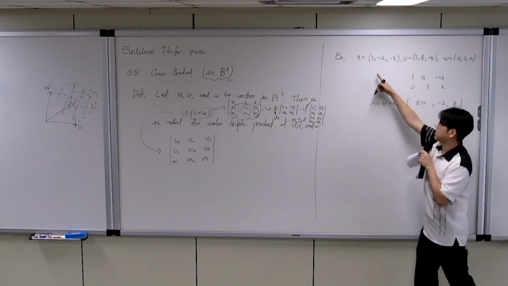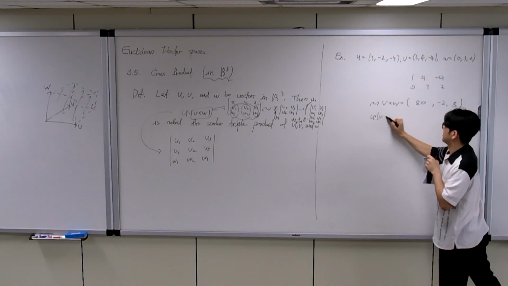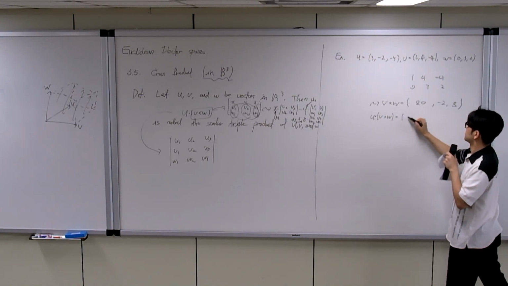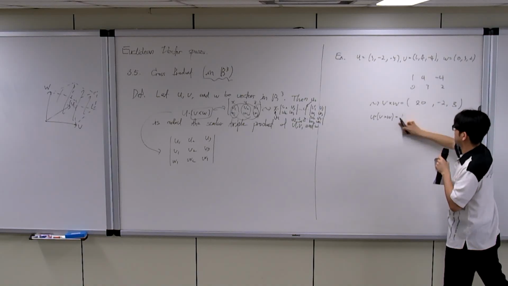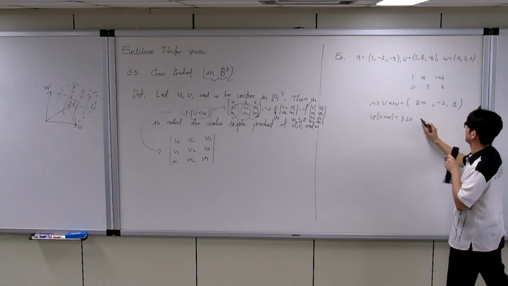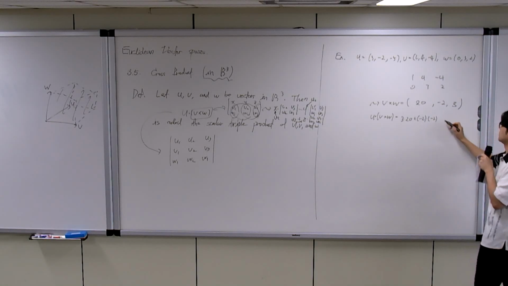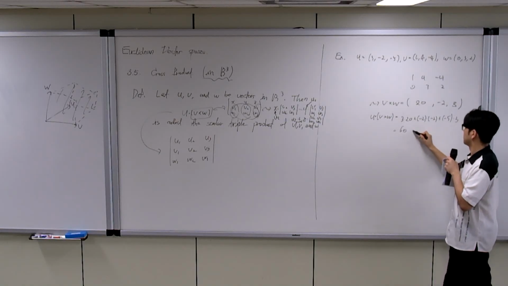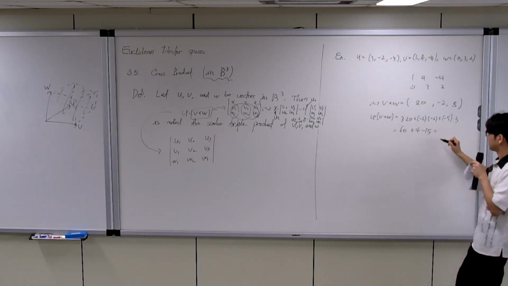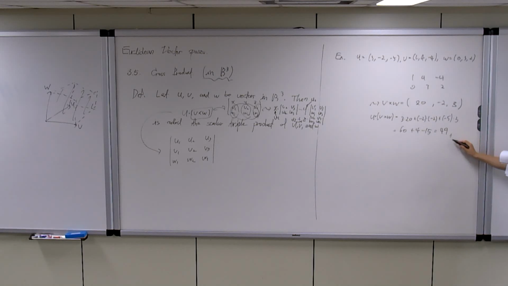And by calculating the dot product with u, we get 3 times 20, minus 2 times minus 2, plus minus 5 times 3. Then plus 4, minus 15, so the value is 49.